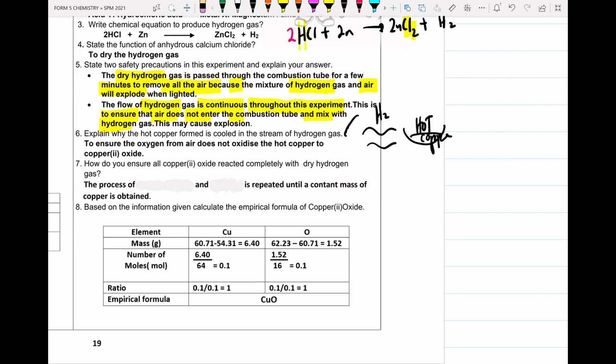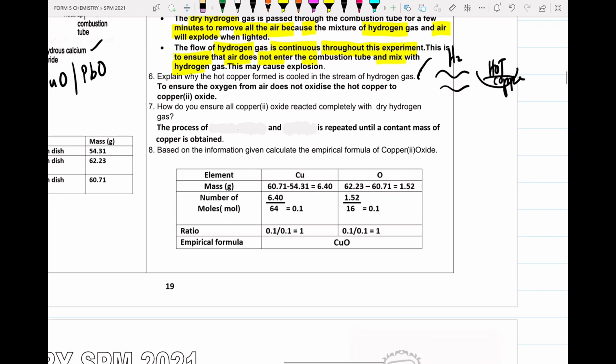This is to ensure the oxygen from the air does not oxidize the hot copper to copper(II) oxide. How do you ensure all copper(II) oxide reacted completely with dry hydrogen gas? We repeat this process: heating, cooling and weighing. Repeat the process of heating, cooling and weighing until a constant mass of copper is obtained.